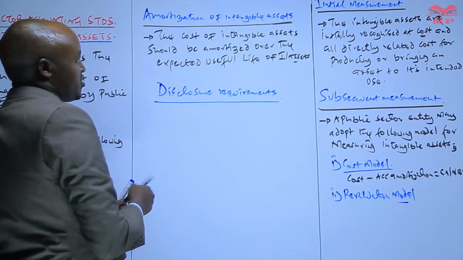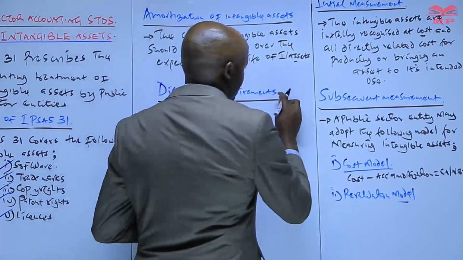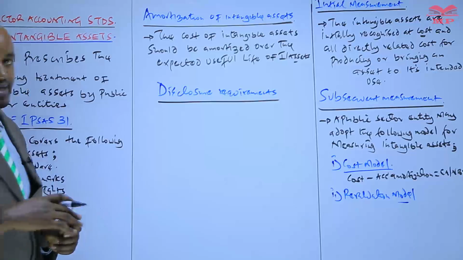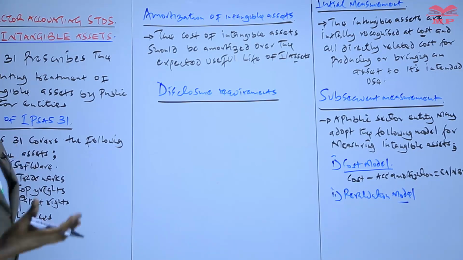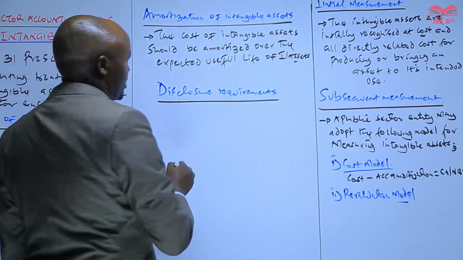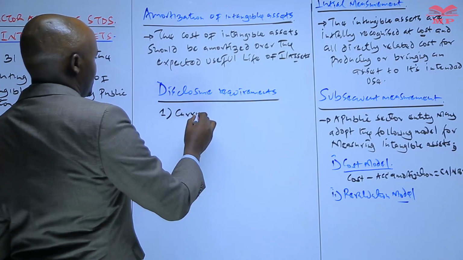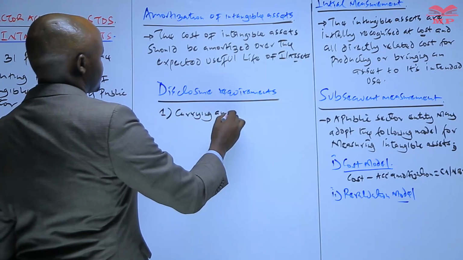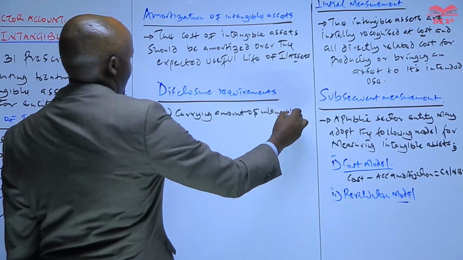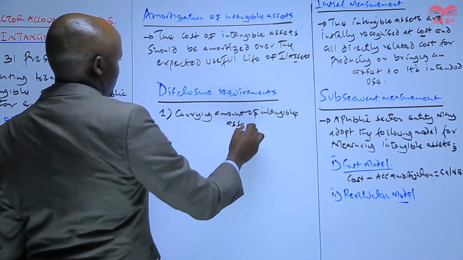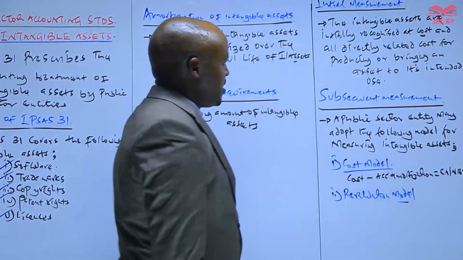When we talk about the disclosure requirement here, we are talking of the information to be disclosed as far as the intangible asset are concerned, as either part of the notes or as part of the financial statement. So some of the information which needs to be disclosed includes the carrying amount of intangible assets, of which the carrying amount here we have said is equal to the cost minus the accumulated amortization.